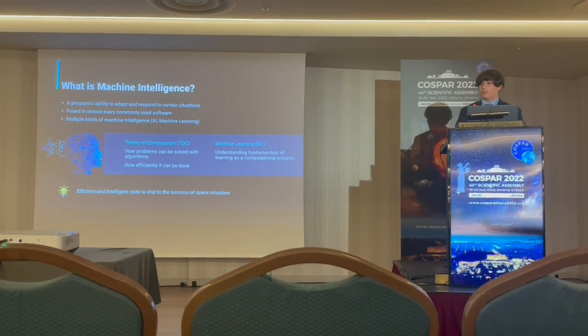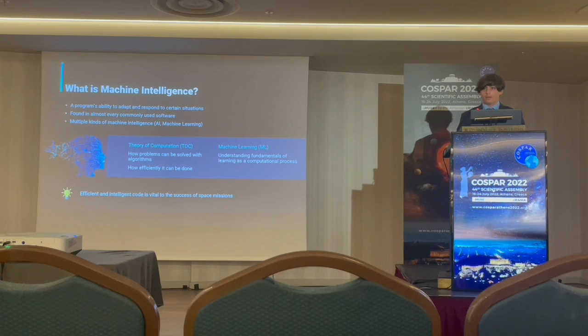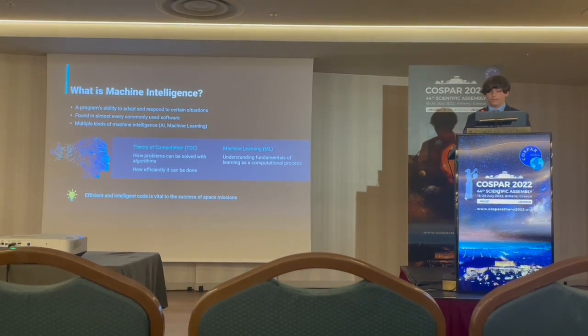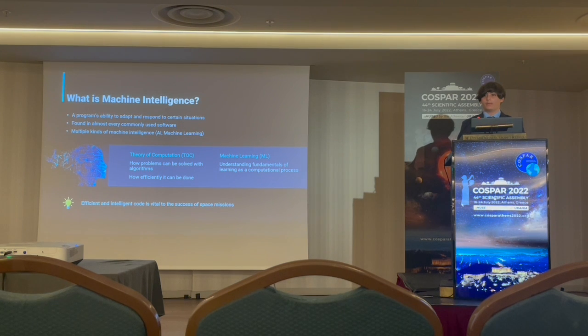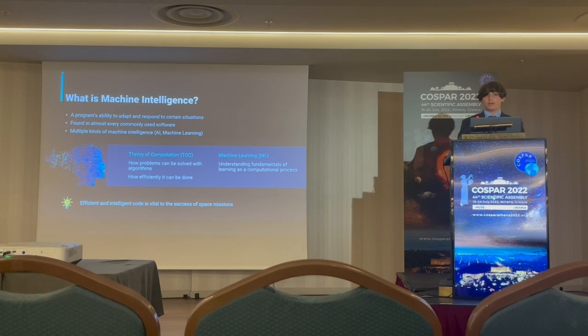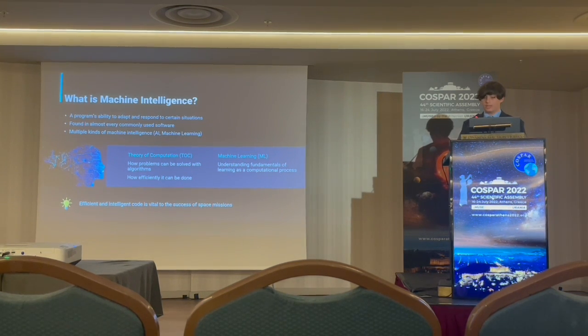Machine intelligence runs on two main computational theories, the theory of computation and machine learning theory. The theory of computation is concerned with how problems can be solved with algorithms and how efficiently this can be done. And machine learning theory is focused on understanding the fundamentals of learning as a computational process.